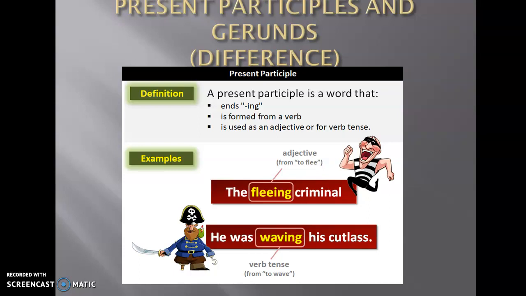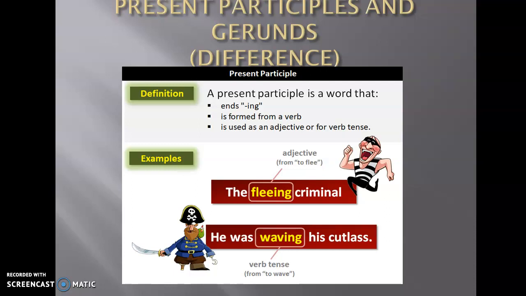Now, let's see some more examples. A present participle is a word that ends in ing. It is formed from a verb. It is used as an adjective or for verb tense. So one major difference is present participle, that means ing form, that would act as an adjective in a sentence or sometimes as a verb. But gerunds will never act as verbs or adjectives. They will always act as names of activities.